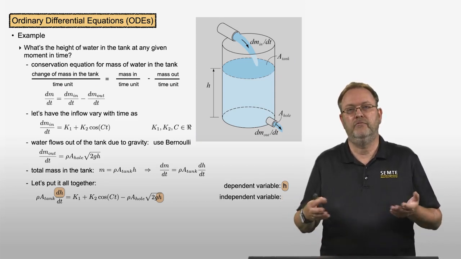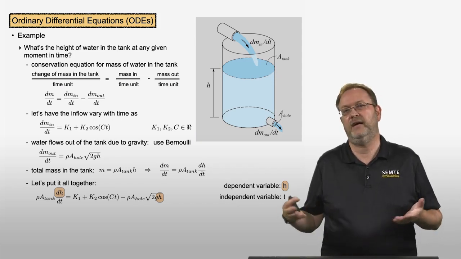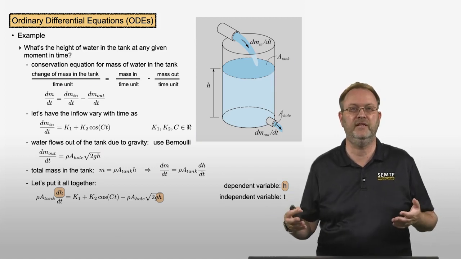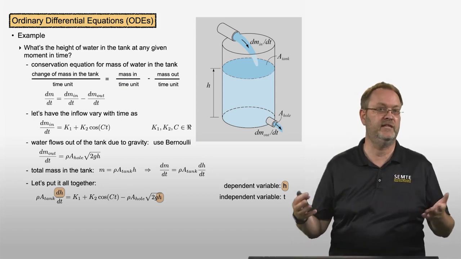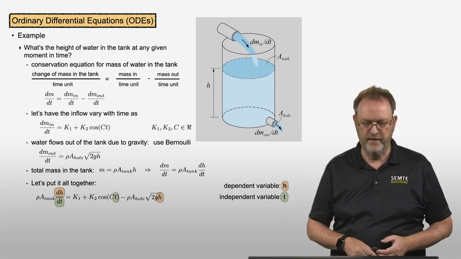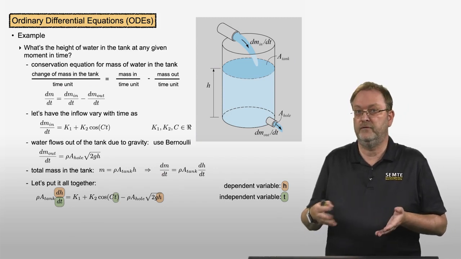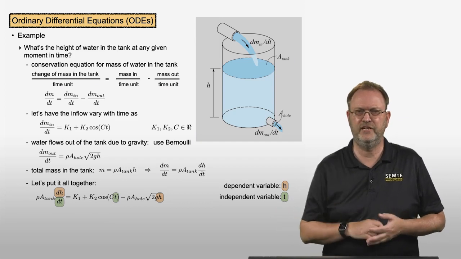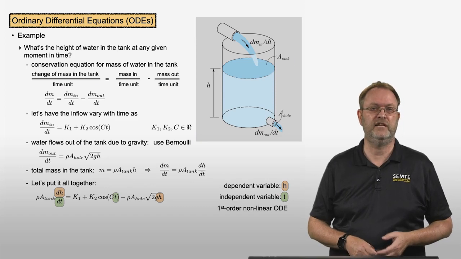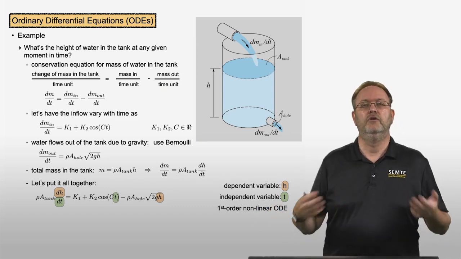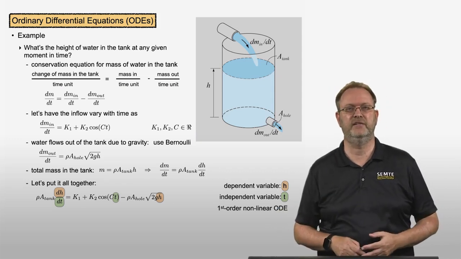Then we have an independent variable. Which one is this in this equation? Well, that's the time t, right? We are interested in the height of water h as a function of time t, which makes t the independent variable. And that appears in the equation here, right? That's the variable with respect to which we take the derivative, and the time appears also here in the cosine term. Okay, so this is a first order nonlinear ODE that comes from the physics of this particular system.